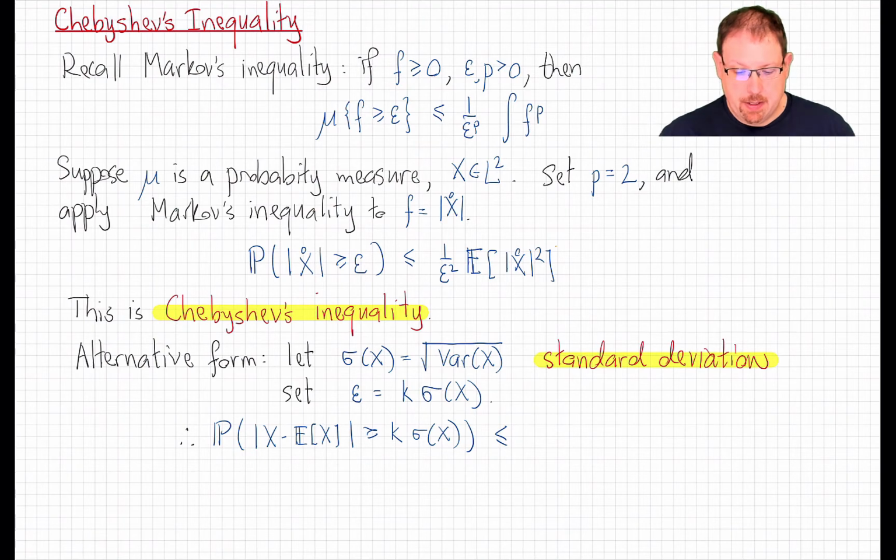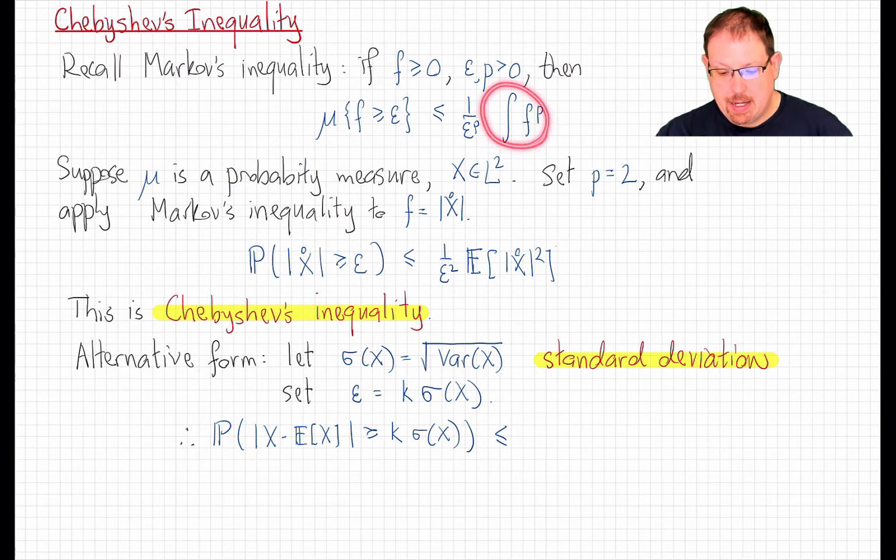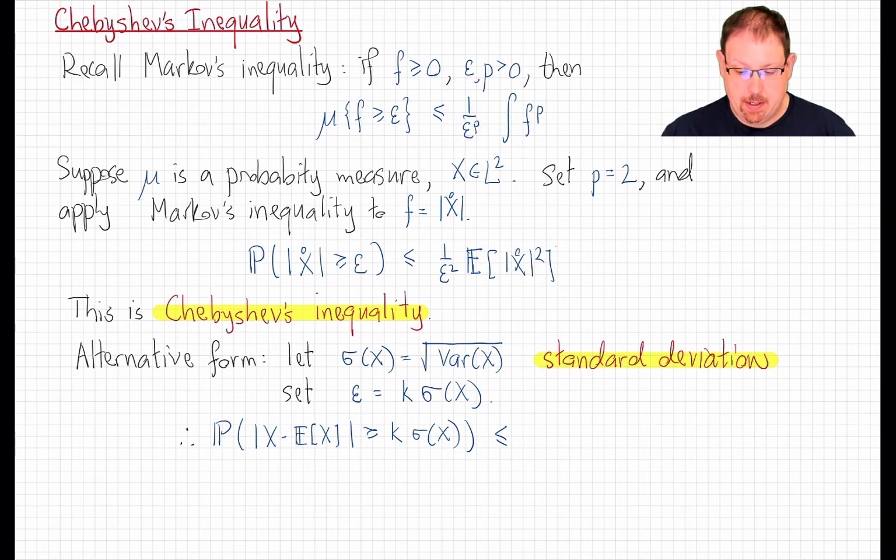tells us that for a non-negative random variable, the measure of the set where it exceeds some threshold epsilon can be bounded above by its pth integral, divided by that threshold to the power p, for any positive number p. It's common to call this Markov's inequality usually when p is equal to 1, but let's consider the case where p is equal to 2 and apply it in a special case.